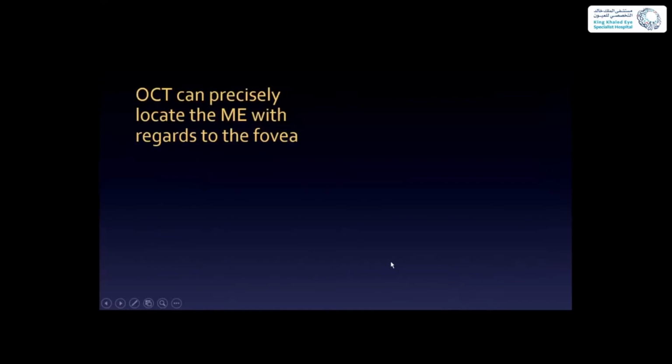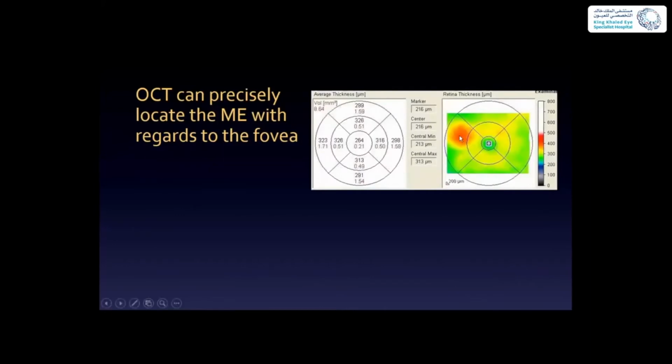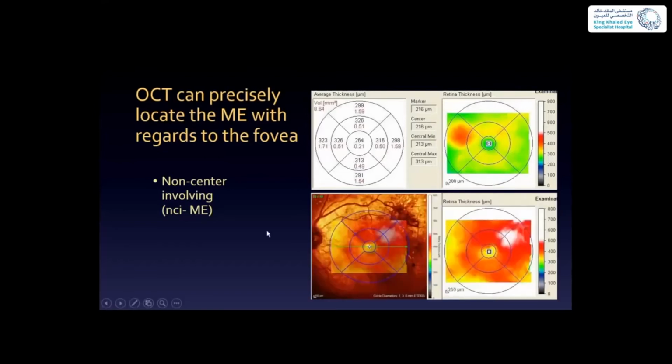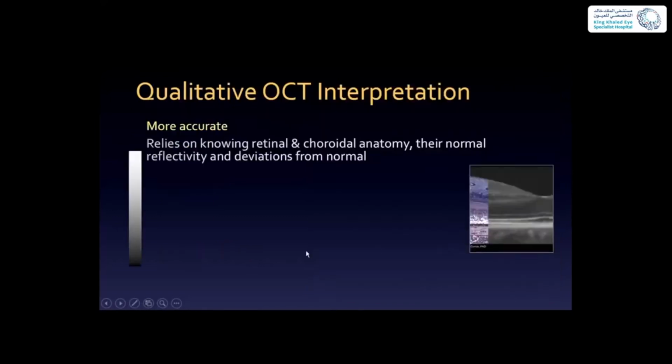Because of this, OCT can precisely locate the macular edema with regard to the fovea, either showing an extramacular thickening, a diffuse macular thickening, or a centrally located macular thickening, which we call center involving macular edema. But of course, we don't really rely on maps to diagnose macular edema. We need to diagnose it based on an accurate interpretation of the OCT. This relies, of course, on knowing the anatomy we just discussed, the retinal and choroidal anatomy, and their normal reflectivity and how they deviate from normal.